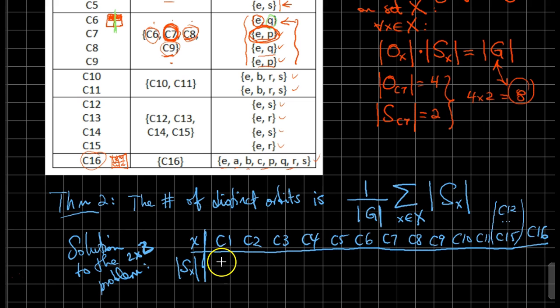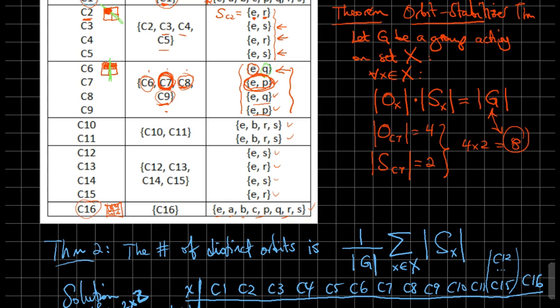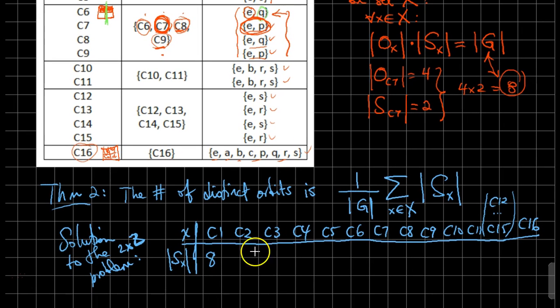For C1 we realized it has 8 stabilizers. For C2 we had only 2 stabilizers, right? So everyone can see here that it's only 2 here, and so on. So every single one of these would be 2, 2, 2, 2. For C6, C7, they're also 2s here, all the way to C10. C10 and C11 have 4 actually. C12 through C15, they are all 2s here, so 2, 2, 2, 2. And finally C16 is 8 again.